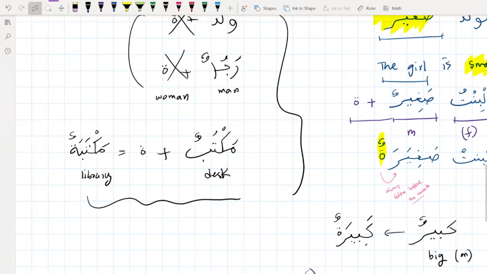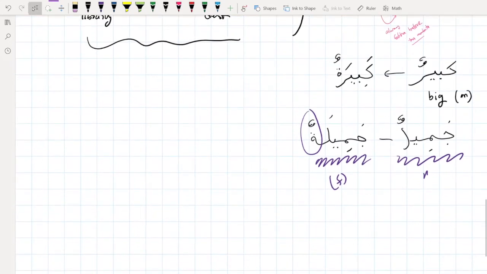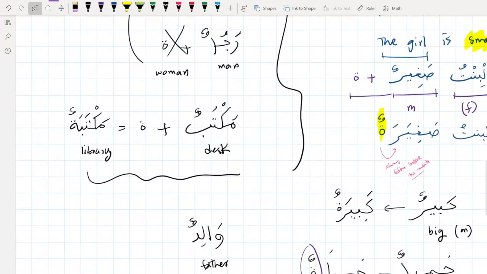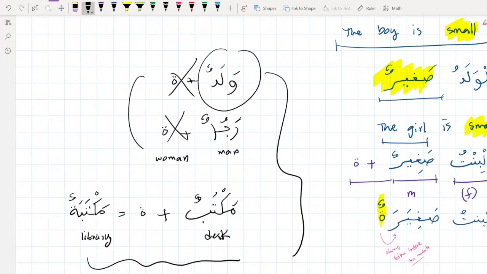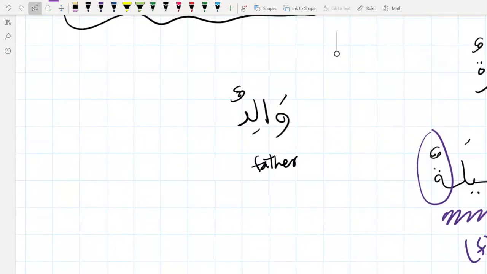Okay. But does it work sometimes? Yes. I'll give you some examples where you add tamarbuta to a noun and it works. For example, walidun. Walidun is father. This word is in the Quran, and I don't know if this word is in your book or not, but I'll give you some of the words that are in the book. But let's see what happens here. So walidun, by the way, these two words look similar, so don't get confused. This is walad. Walad is a boy, and walid. Okay, walidun is father.